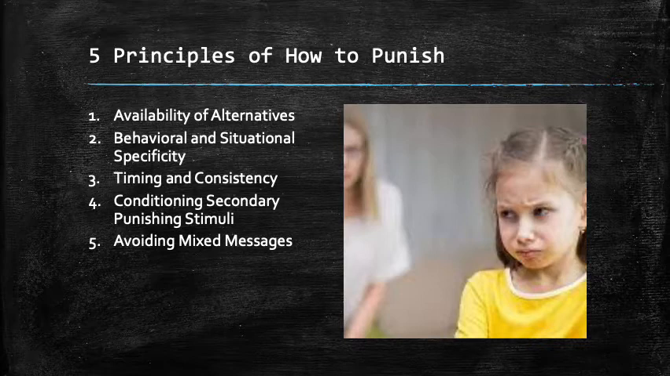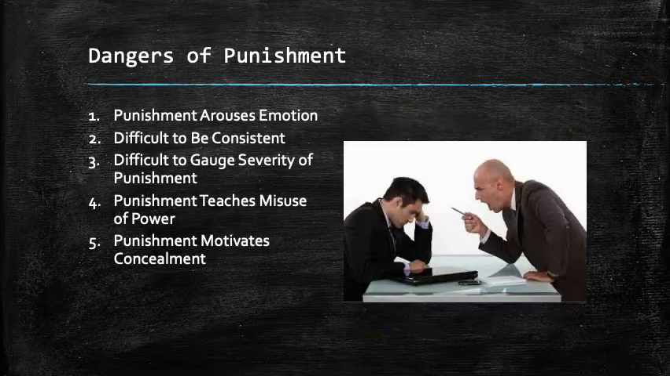Number 4, conditioning secondary punishing stimuli. An example would be counting to 3 before they get in trouble. Number 5, avoid mixed messages. An example of this would be a child getting in trouble from their father and running to their mother for comfort. There are dangers of punishment as well.